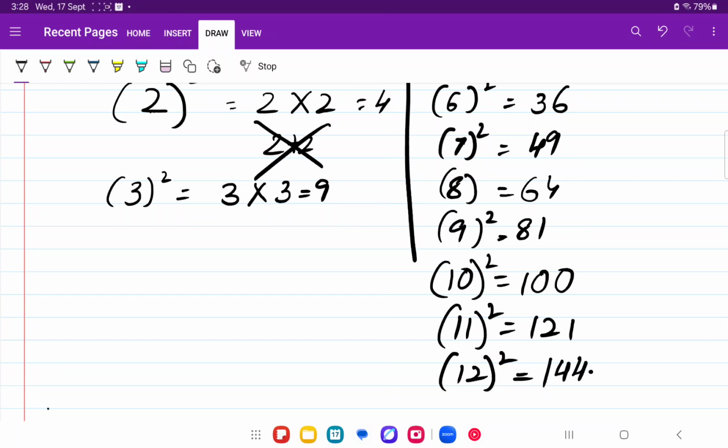But what happens when the number is bigger? How do you find the square of, let's say, 18? How do you find the square of 24? How do you find the square of 93? It's a little difficult, right?